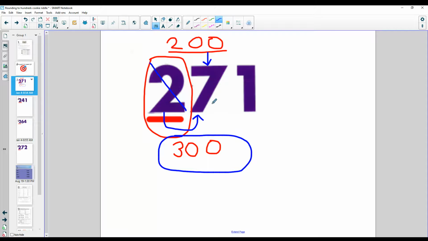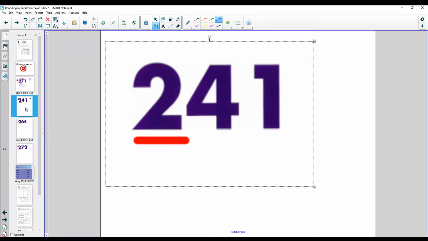Now, if this number was 211, we would say, oh, this is 4 or less. Let it rest. We're going to stay at 200. Let that 2 rest. So notice it's this one either staying the same or getting bigger. It never goes down. It either stays the same or goes up. Let's try the next one.